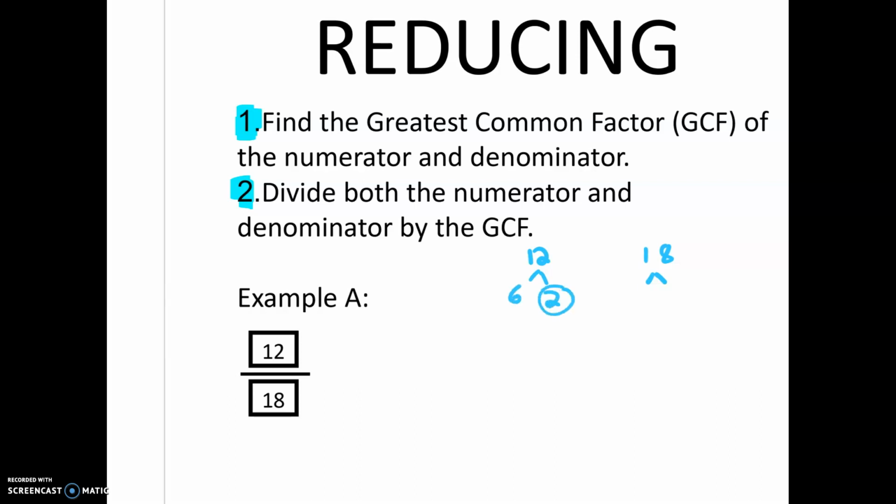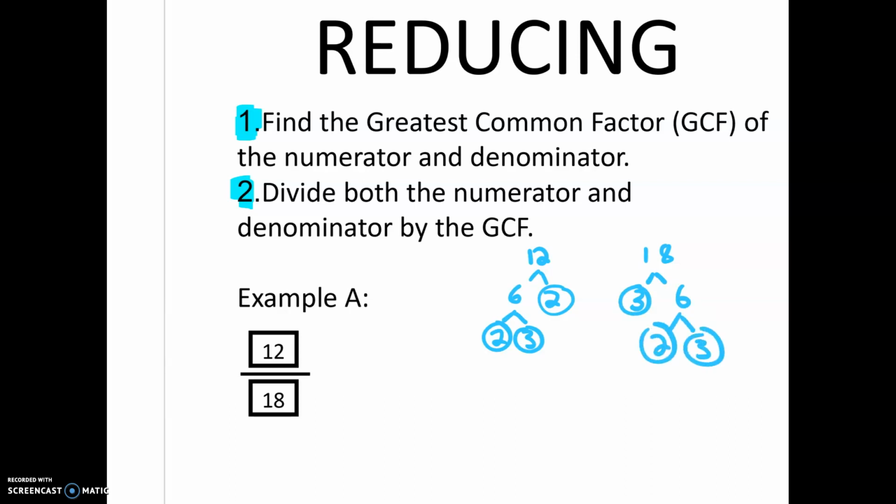2 is a prime number, so I circle it. No more branches from that one. Then for this one I'm going to do 2 times 3, right? Because 2 times 3 is 6. For 18, we're going to do the same thing. So 3 and 6. And then 2 and 3.